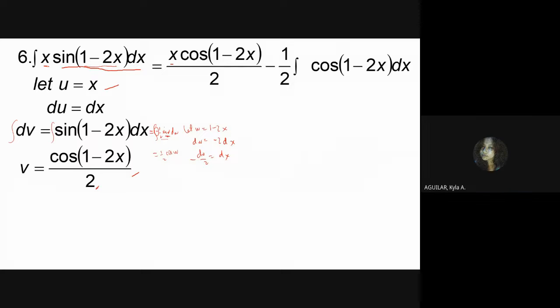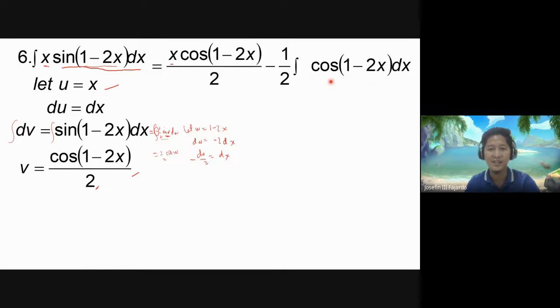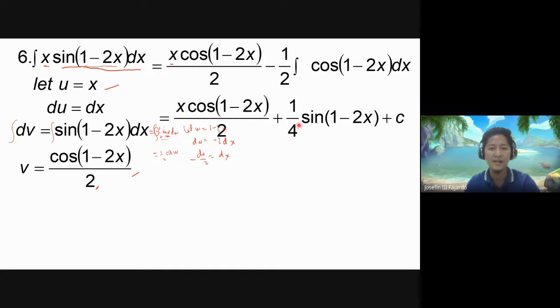Okay, so ito, madali na natin itong i-integrate ulit. Babalik tayo, cosine of w dw over negative 2 ulit yan, di ba? So, may over negative 2 yan. So, ang integral ng cosine ay sine ulit. So, magiging ganito siya. Okay? Sine of (1 minus 2x). Kaso meron tayong over negative 2 dun, di ba? Kaya nagkaroon tayo ng 1/4 dito. Negative 1/2 times negative 1/2 kaya positive 1/4. Okay?